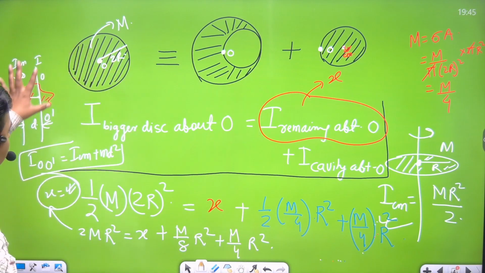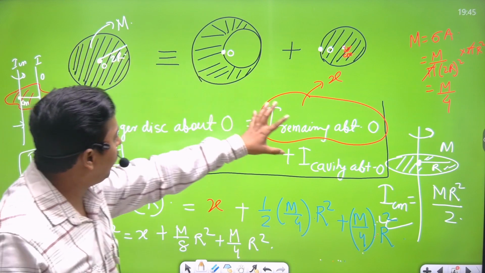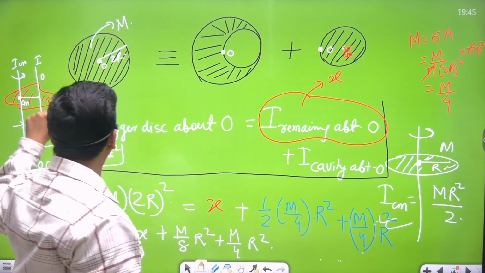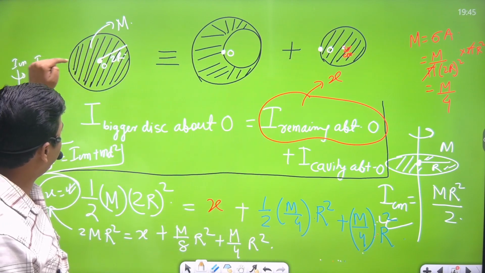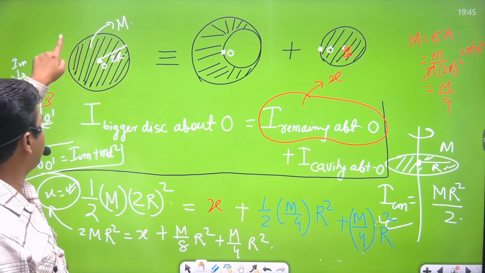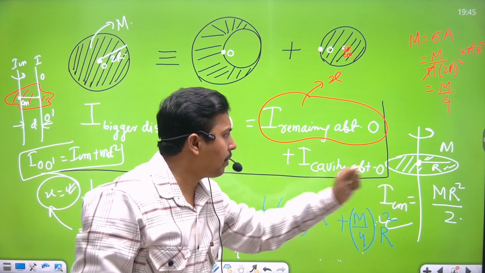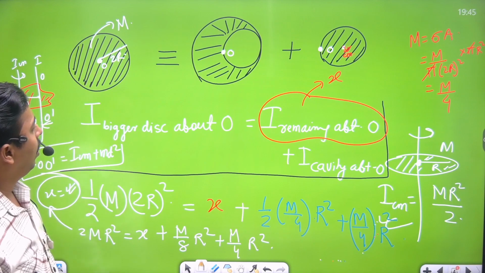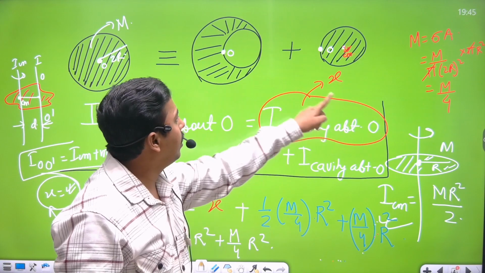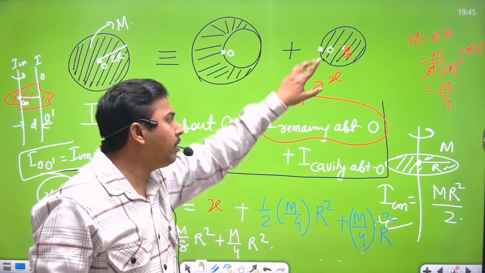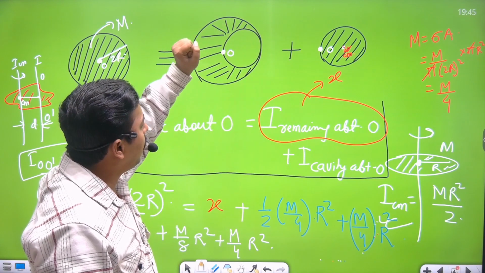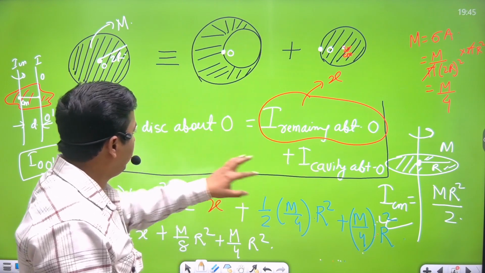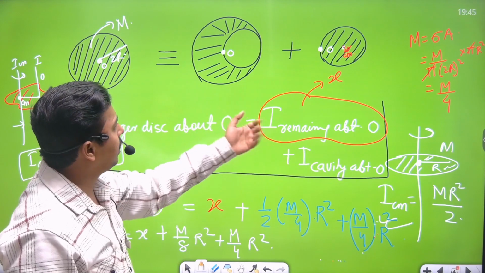How to solve? I of the whole thing about O is equal to I of the remainder about O plus I of this thing about O. O is the center of mass of the original disk, so I of the whole is mR square by 2. Hence I have directly written half mR square, where R is equal to 2r. I need not find the mass of the remainder explicitly, because once you subtract this from this, you get the answer.